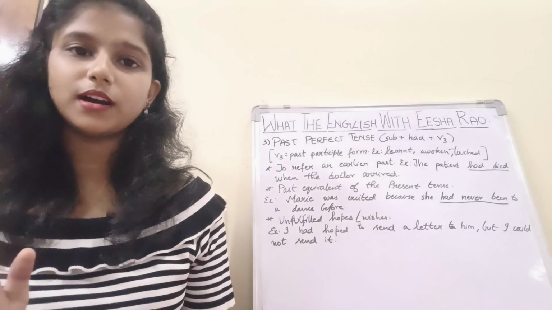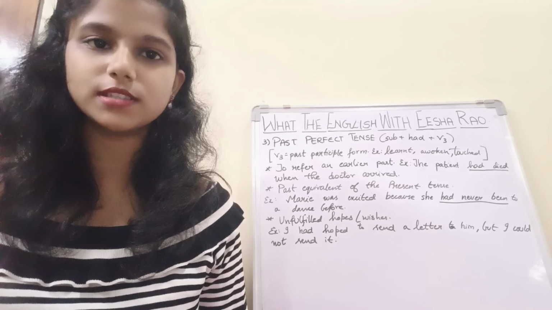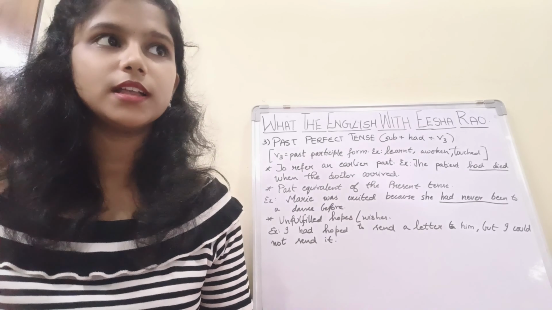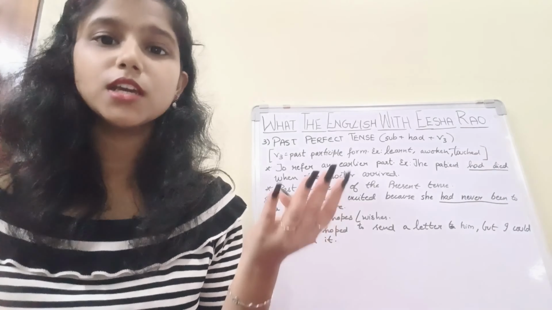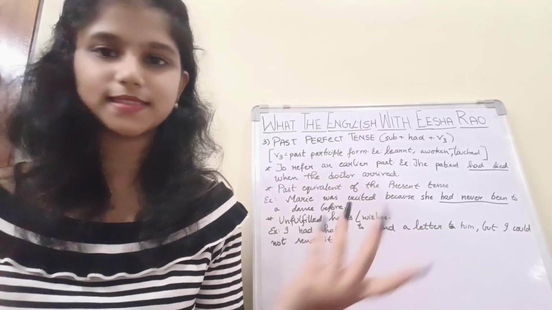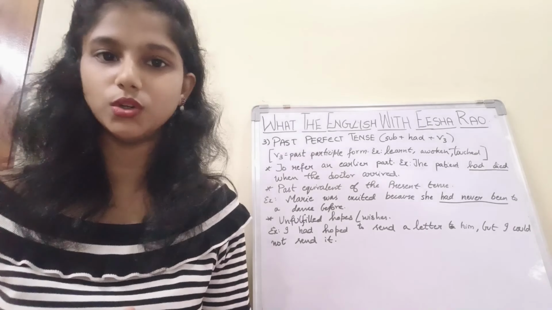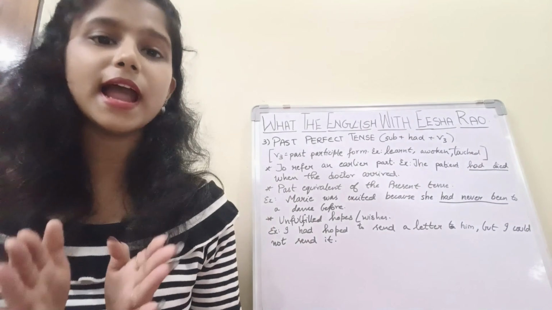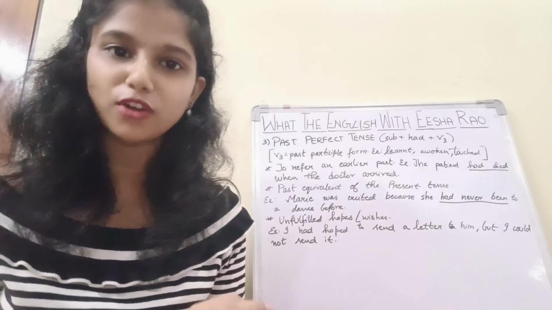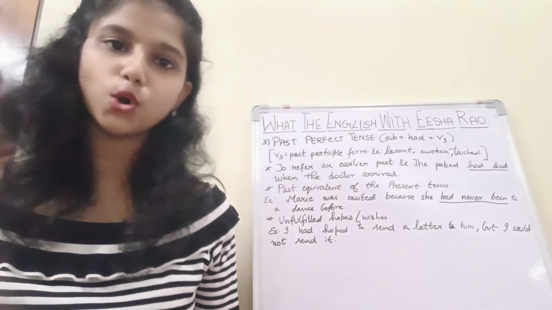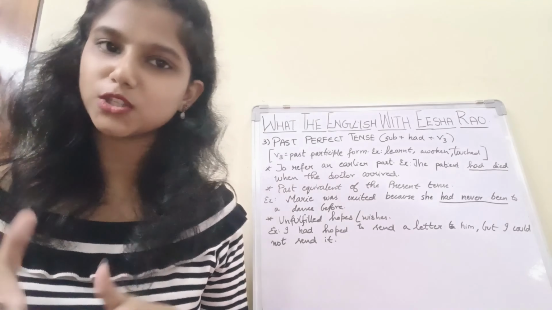Next, past perfect tense is used when unfulfilled hopes and wishes are expressed. The verbs will be like expect, hope, mean, suppose, think, want, etc. That means to describe things we hoped or wished to do but could not do. For example, I had hoped to send a letter to him but I could not send it. That is an unfulfilled wish. I had hoped. That means I wanted to send it but I could not do it. Past perfect tense is used in that form.